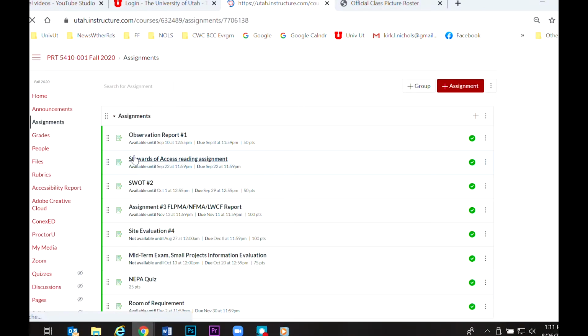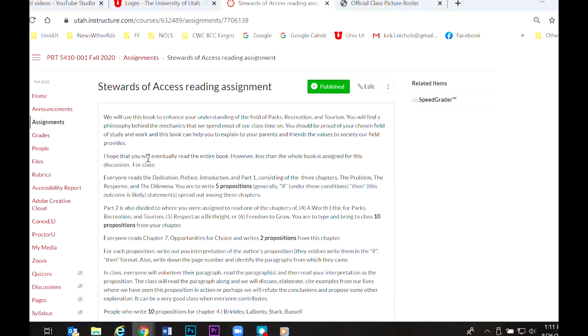Stewards of Access reading assignment. So this, I rewrote this just a little bit. I'm going to let you mostly read it, but you do need to get a hold of the book. And just for clarity, I'm going to go through this. Everybody reads Dedication, Preface, Introduction, Part 1, that has 3 chapters. And out of that, you will write 5 propositions. I'll describe propositions for some of you that haven't been in my classes.